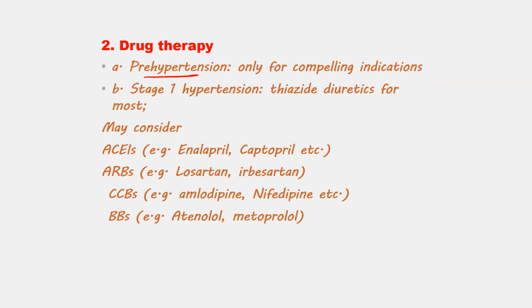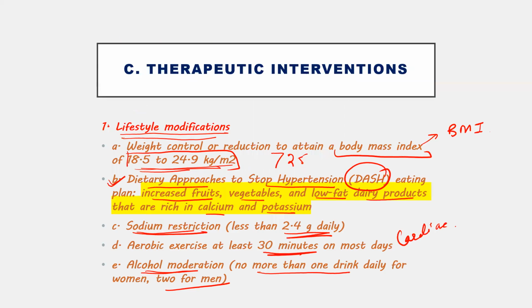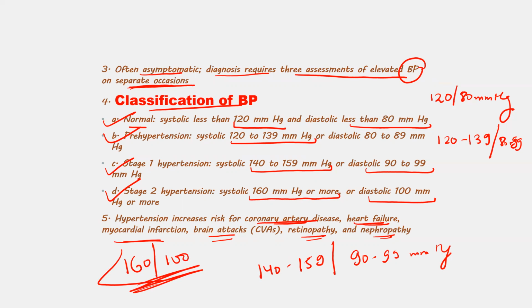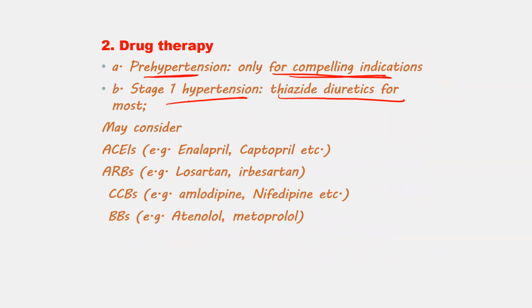In prehypertension, drugs are only for compelling indications. In stage 1 hypertension, thiazide diuretics for the most. Stage 1 is where the BP will be from 140 to 159 over 90 to 99 mmHg. It means that BP will be less than 160 by 100. This is stage 1 hypertension. So in this case, the physician will recommend thiazide diuretics.